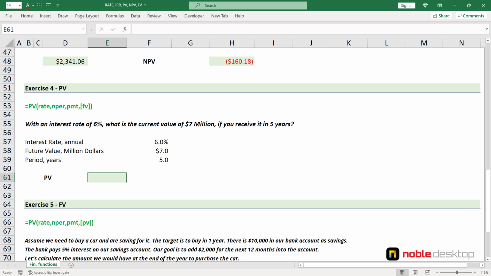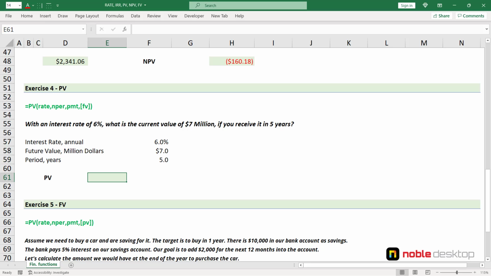Present value, one of the financial functions, calculates the present value of a loan or an investment based on a constant interest rate. You can use present value, PV, with either periodic constant payments, such as a mortgage or other loan, or a future value that's your investment goal. In our example, it's a future value for my investment goal.